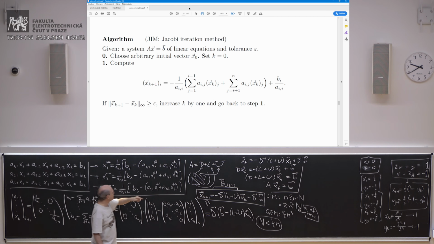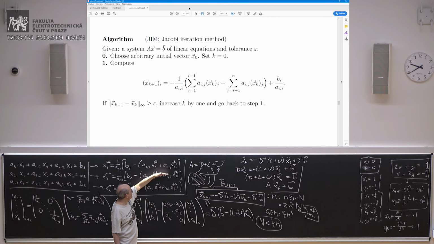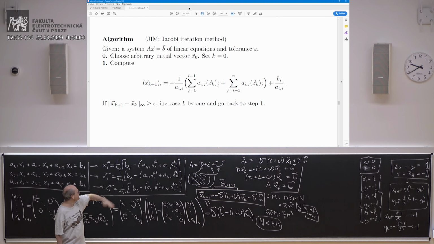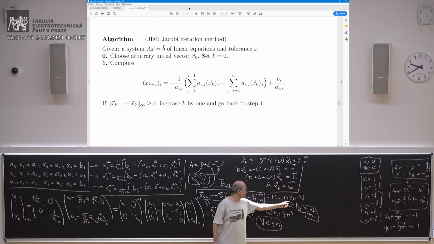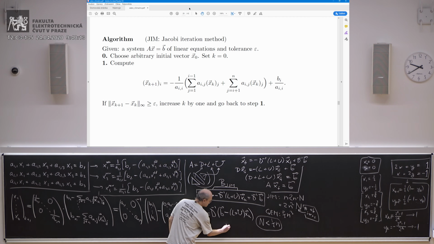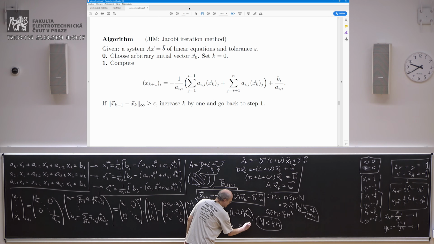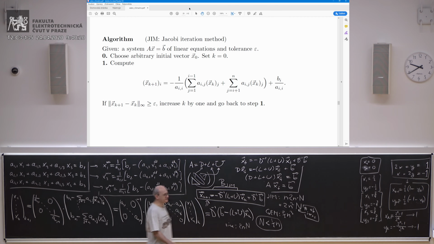On the other hand, the fact that you are using the old vector in all the formulas means that you can actually access it in parallel. So if your computer can do parallel processing, then you can evaluate all these formulas at the same time. So it means that when you are talking about computational complexity, well, not computational complexity, but about time, then in fact the time is about 2n, capital N, which is one order better even.